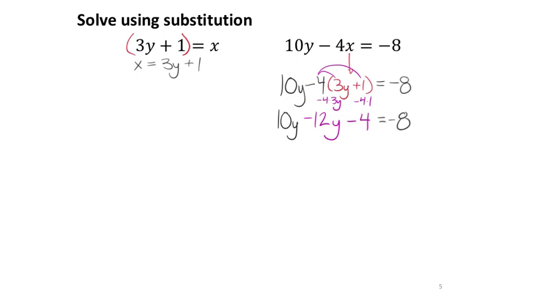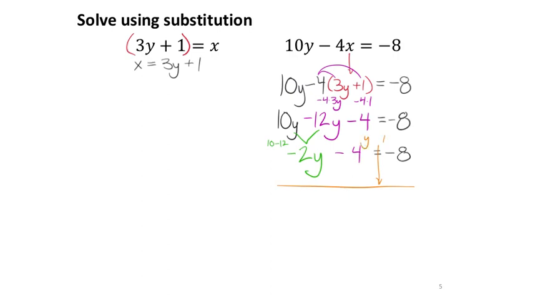So that's some distribution. Now we have some combining like terms, 10y's and minus 12y's. How many y's is that? 10 minus 12 is negative 2. So we still got minus 4, and that equals negative 8. So we've simplified that equation, and next up we'll need to zero out that minus 4 to isolate the y's.